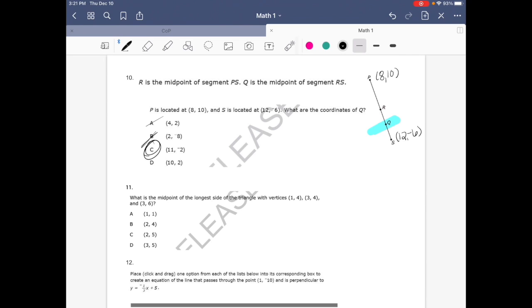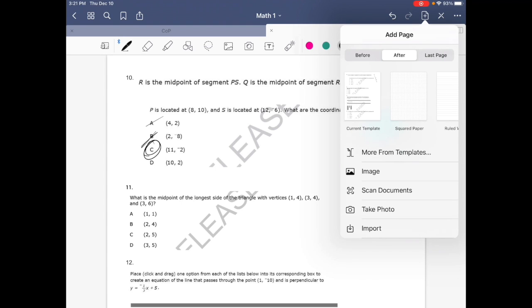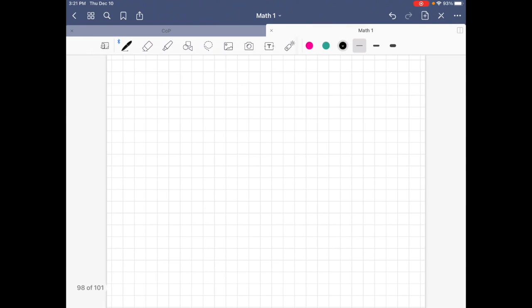All right, so for number 11, it says, what is the midpoint of the longest side of these vertices? All right, so I'm going to get some more graph paper here, and I'm going to make my grid.